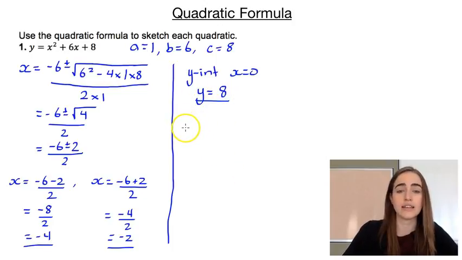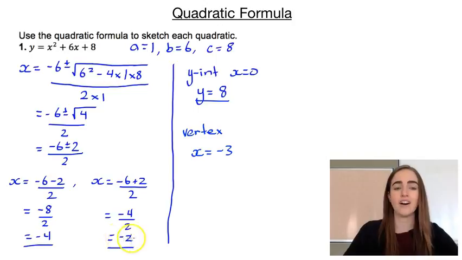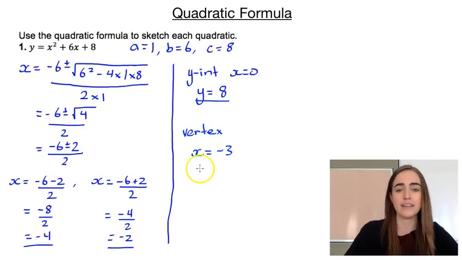And then we need our vertex. Now in this one, we could use that x equals minus b over 2a. But in this one, we can also just go, well, we've got two really nice, clean integer x-intercepts, and we know our vertex is going to have an x-coordinate that's halfway between them. So the x-coordinate of our vertex is just going to be minus 3, because it's halfway between minus 4 and minus 2. When they're nice, it's just easier to look at them like that.